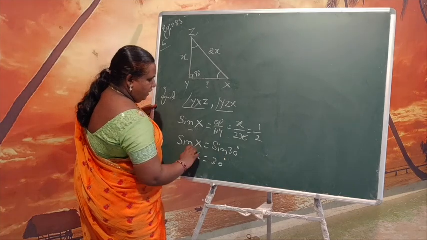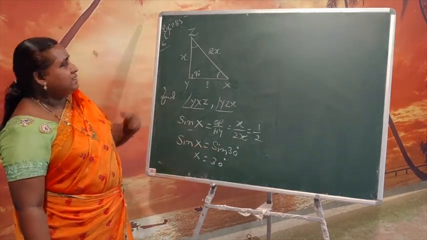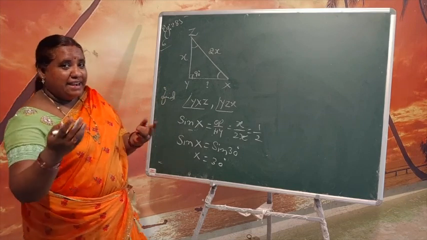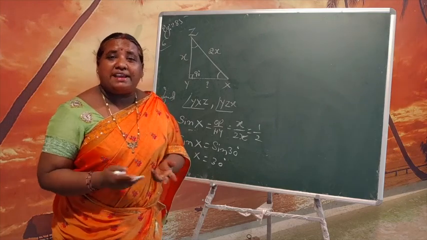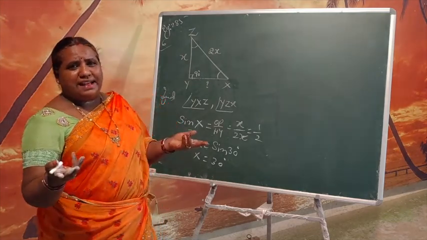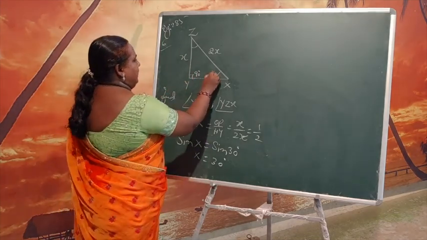Therefore, if we equalize both sine ratios, X is equal to 30 degrees. And within, we know one property: the sum of interior angles of a triangle is 180 degrees. Basing on that property, for example, one angle is 90 and X is 30.